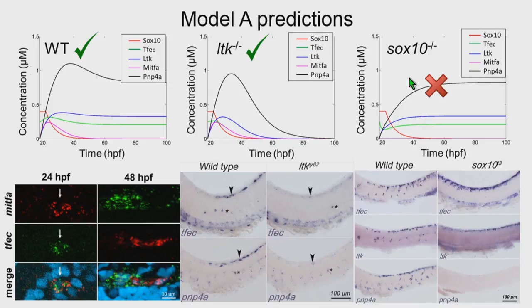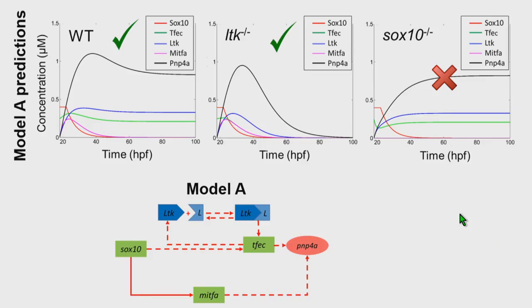And looking at the simulation of loss of function for SOX10, we find that TFEC, LTK, and PNP4A are predicted to stay upregulated throughout development. And looking at the SOX10 mutant, this is indeed true for part of it. So TFEC and LTK are both staying upregulated in pre-migratory cells. However, PNP4A is eliminated throughout development. And therefore, we derive Model B, according to which SOX10 is absolutely necessary for driving PNP4A expression in development.